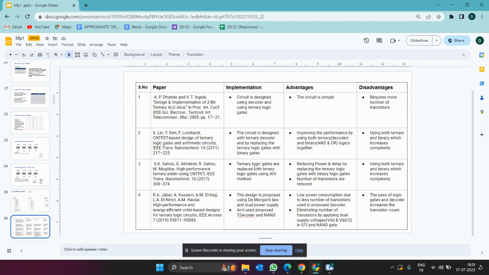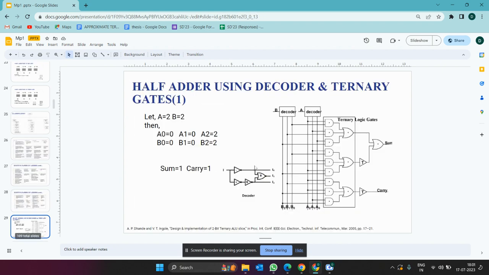So these are the base papers for the project. This is the first paper we have considered, from AP Dande and VT Goal. This is the decoder, A bit decoder and B bit decoder. Here we are taking the ternary logic gates, and this is the block diagram for the decoder.